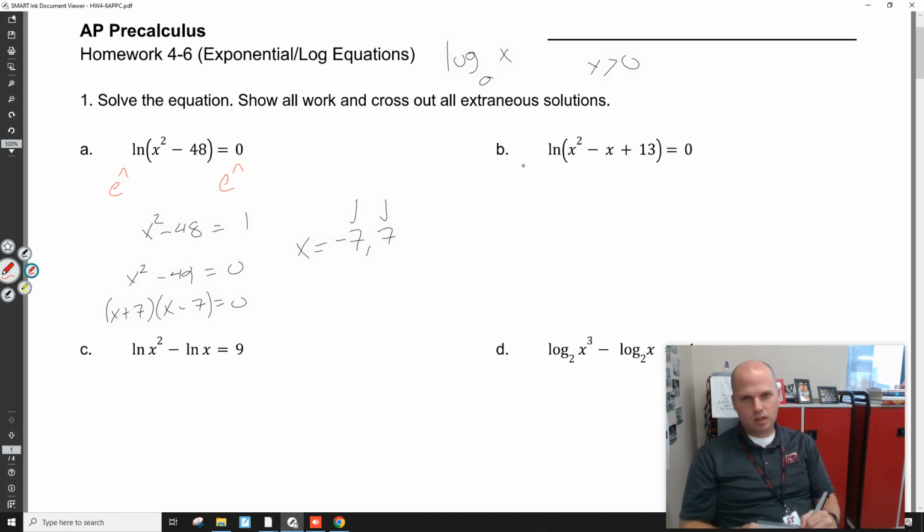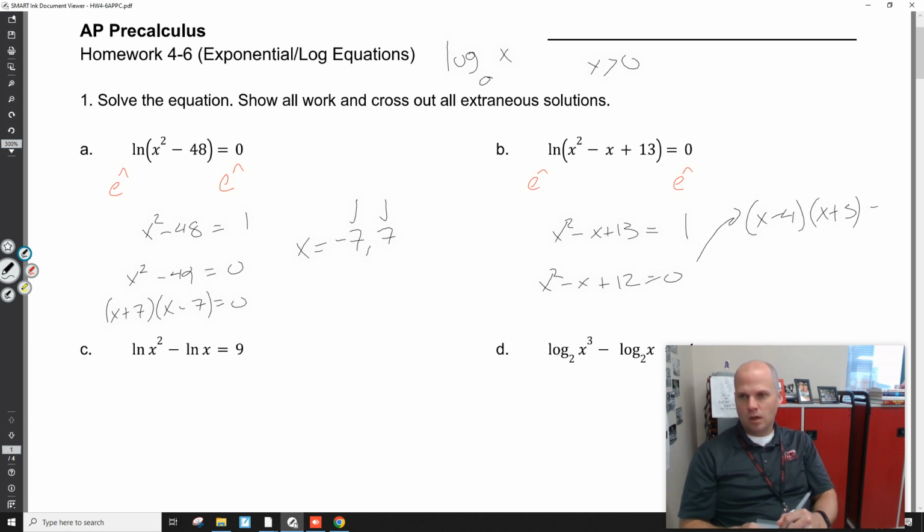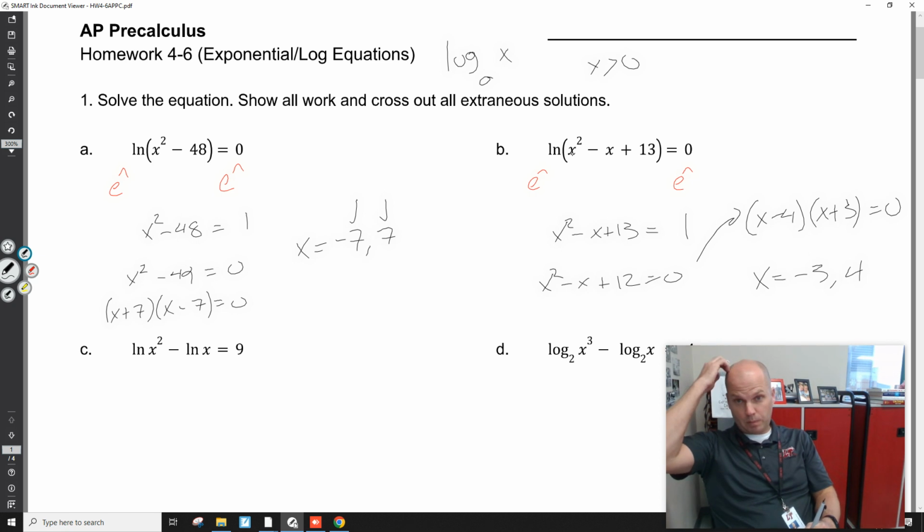Okay, so this one is very important. We've got to get rid of the log. I'm going to take e to the power of both sides. I get x squared minus x plus 13 equals e to the 0, which is 1. I'm going to subtract 1 from both sides. I'm going to factor this, x minus 4, x plus 3. I will get solutions for x. However, we are going to be careful. I'm going to go back and check. In the original equation, if I plug in 4, I get 16 minus 4 is 12 plus 13. That's fine.